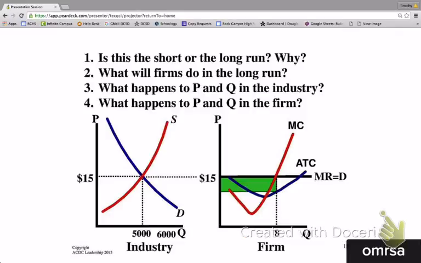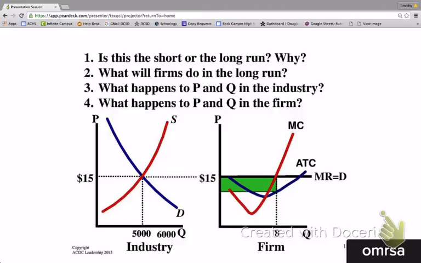So, is this the short run or the long run? And why? Well, this would be the short run, because from this graph you can see that a firm is making economic profits. And it will only make profits or losses in the short run. In the long run, firms earn no economic profits or losses, and so they are only earning a normal profit. So what will firms do in the long run here? Well, because economic profit is being made, firms will enter the industry.